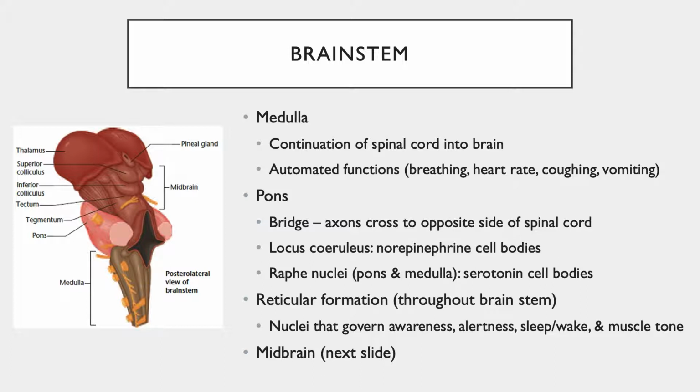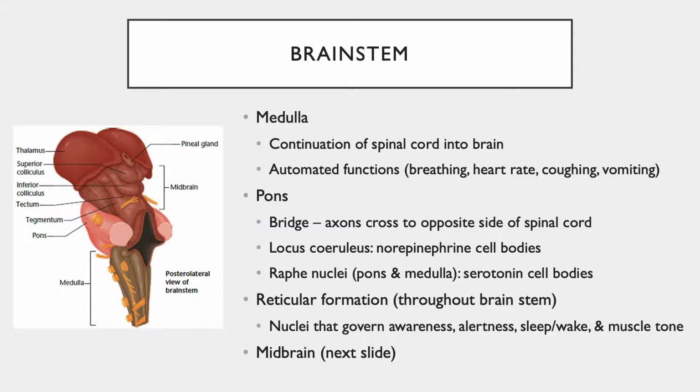There are two very important nuclei located in the pons. First, the locus ceruleus is a nuclei of norepinephrine cell bodies. We might also refer to them as adrenergic cell bodies. The raphe nuclei, which is located in the pons and the medulla, is a cluster of serotonergic cell bodies.